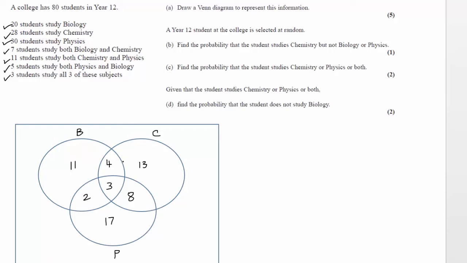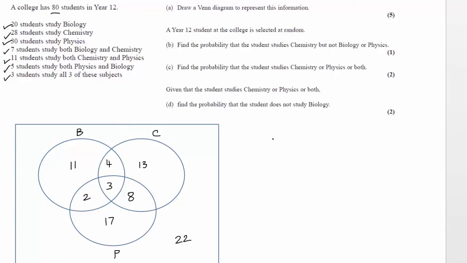If I total all those regions up, I find that there are some missing. There's 58 accounted for here, and we know there are 80 students altogether, so there must be 22 that don't study any form of science. That's now my diagram completed. The rest of this question is based on finding the regions in here and expressing the probabilities.